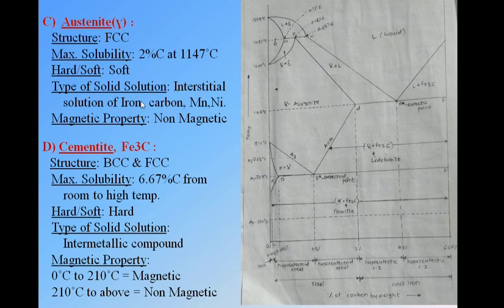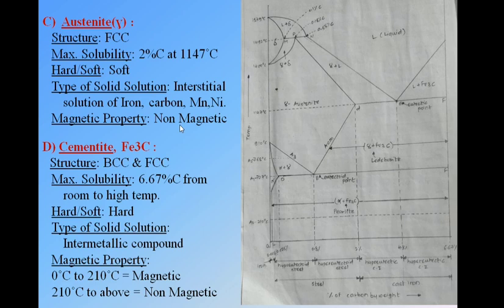Next, type of solid solution. Again it is a steel, so it is again an interstitial solution of iron and carbon with some manganese and nickel. Okay, magnetic property, as we know above 768 everything will be non-magnetic, and most of the portion of this austenite is in the non-magnetic phase, so austenite will be non-magnetic.